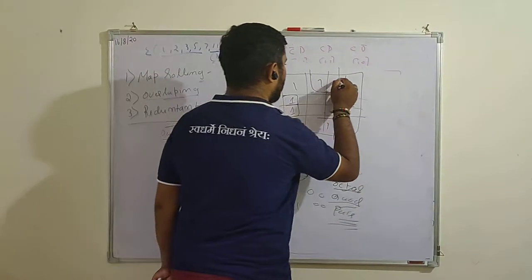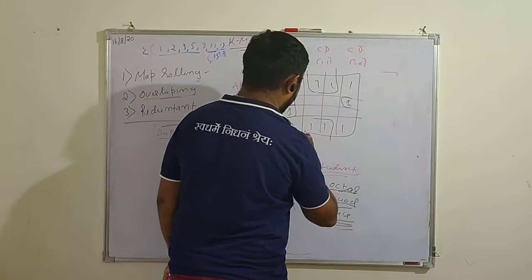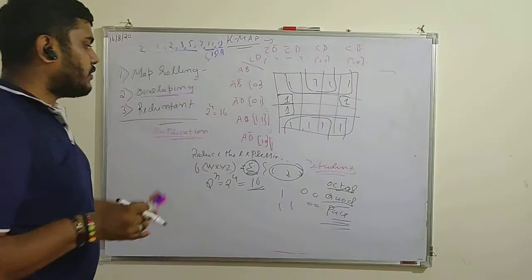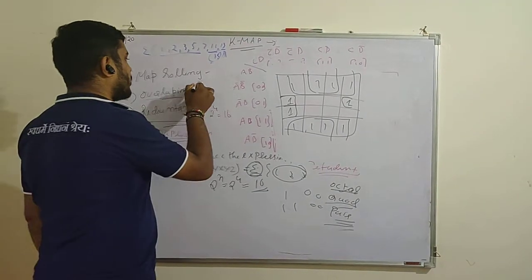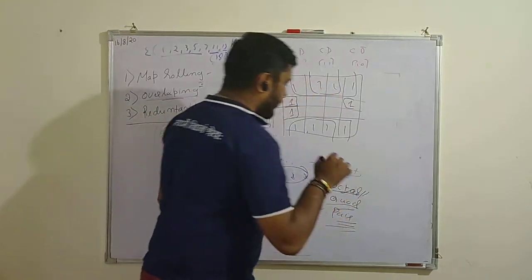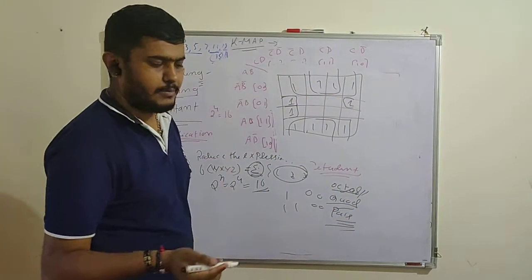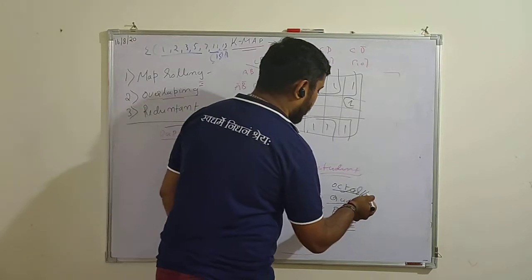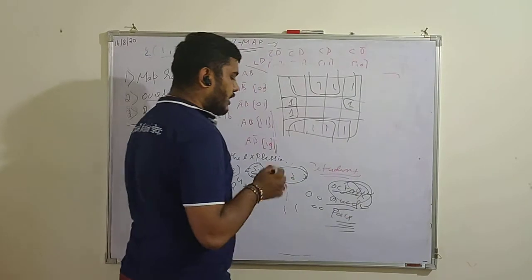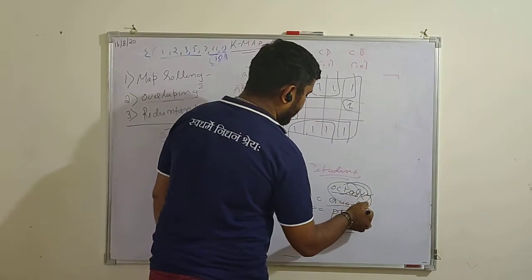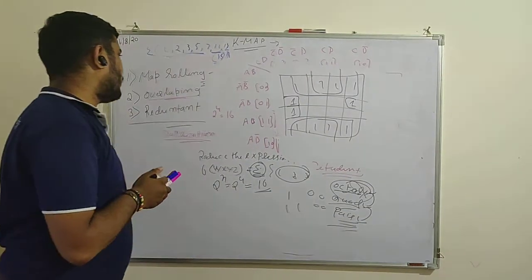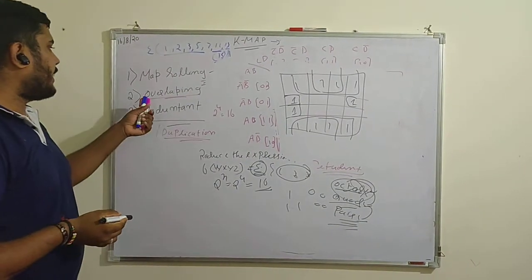So when you have 4 ones sidewise, then you are going to roll for octal. Always remember, whether you are doing a K-map or map rolling, first preference you should give to octal. If octal is there, you should always mark them. If octal is not there, next comes the quad. You can't go directly for pairing. First octal, then quad, then pairing. So this is the explanation for map rolling, redundant, and overlapping.